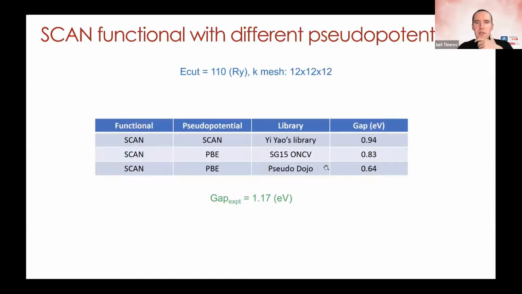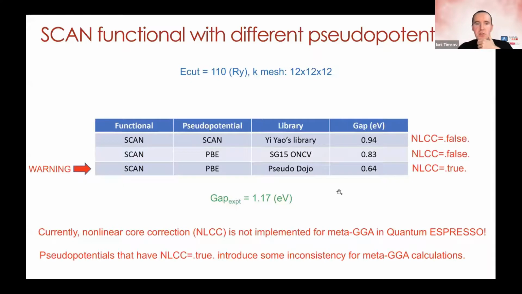So why is it so that two different PBE pseudopotentials perform so differently? Shouldn't they perform the same, more or less? And the answer is here. It's all about nonlinear core corrections. In the pseudopotential from the SG15 library, the nonlinear core correction is false, so that is not used. Instead, in the pseudopotential from the pseudo-dojo library, the nonlinear core correction is true.